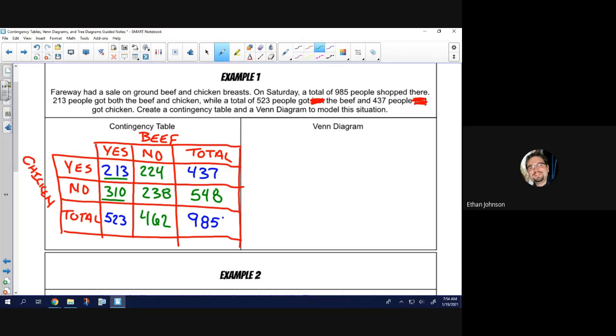So in reality, for a contingency table, we are going to set up the table. Then we're going to put in the numbers that we know. And from there, it's either going to be addition or subtraction.